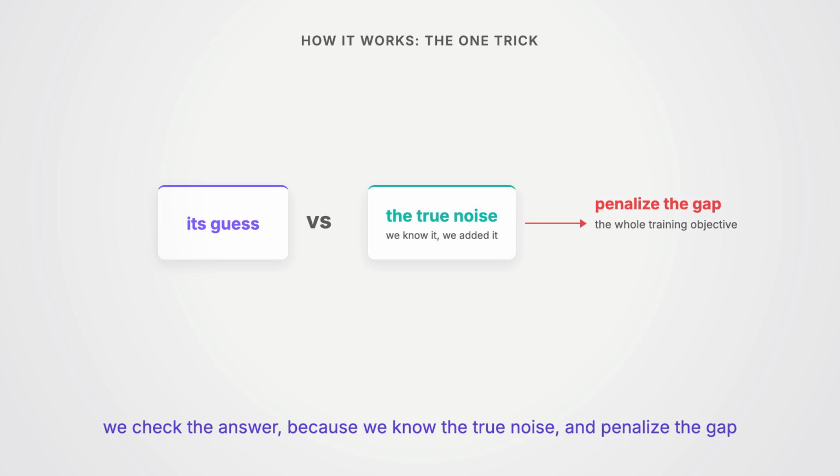That is the entire training objective. Show a noisy image, ask it to name the noise, correct it. Do that across millions of images and millions of noise levels, and the network gets very good at spotting noise at any stage of decay.